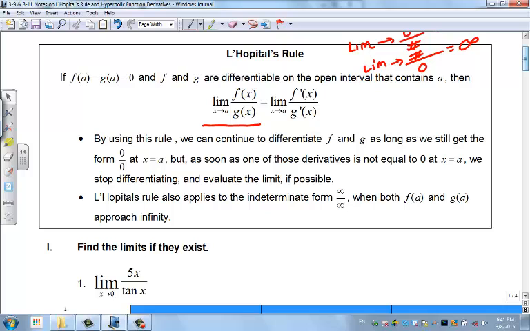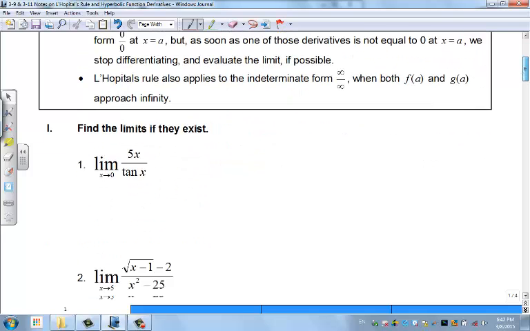So what we do when we apply L'Hopital's rule is we just take a new limit, and we take the derivative of the top and the derivative of the bottom. Now notice, this is not quotient rule. We're not taking the derivative of a quotient. We are taking separate derivatives of the top and the bottom of the fraction and taking a new limit.